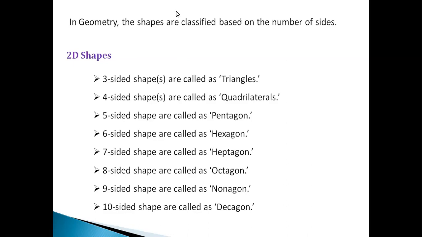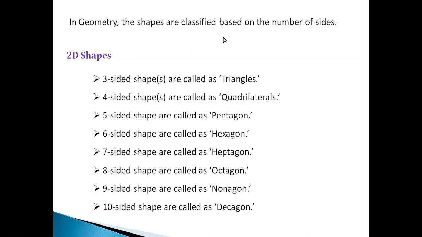Okay, so let's start then. I hope you can see the screen sharing. Yes, great. Today we are going to discuss quadrilaterals. Quadrilaterals are one of the 2D shapes. What do you mean by a 2D shape? It's a two-dimensional shape, a flat figure.